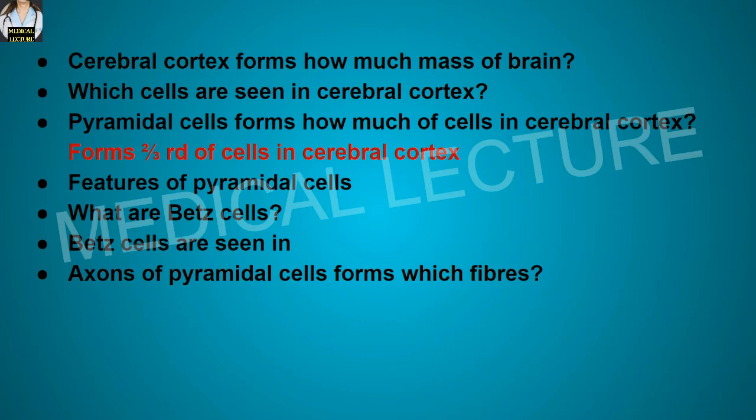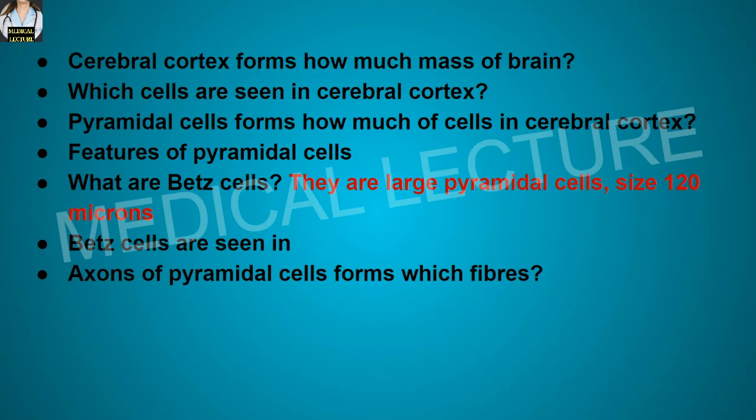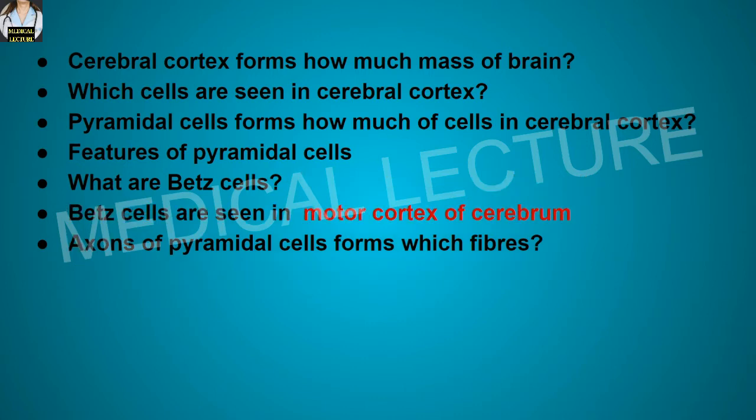What are the features of the pyramidal cells? They are tall and pyramidal in shape, and the size of them is about 10 to 50 microns. What are Betz cells? Betz cells are large pyramidal cells and the size of them is about 120 microns. Betz cells are seen in motor cortex of the cerebrum.